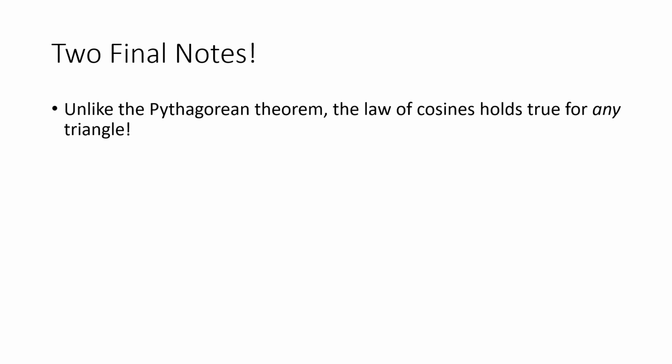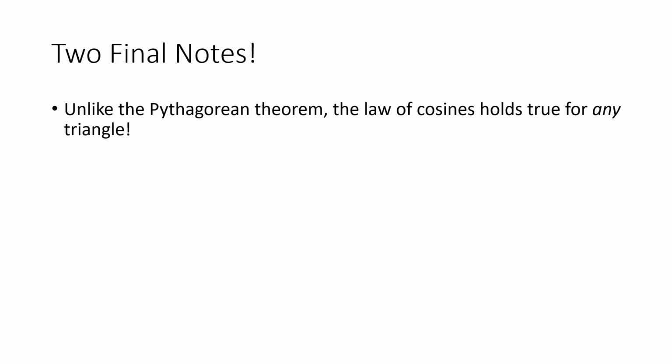Now, there are just two final things that I'd like to mention about the law of cosines. First of all, unlike the Pythagorean theorem, which only holds true for right-angled triangles, the law of cosines holds true for any triangle, regardless of whether you're talking about a scalene triangle, where none of the sides are equal, an isosceles triangle, so two sides and hence two opposite angles are congruent, or an equilateral triangle where all sides, hence all angles, are congruent.